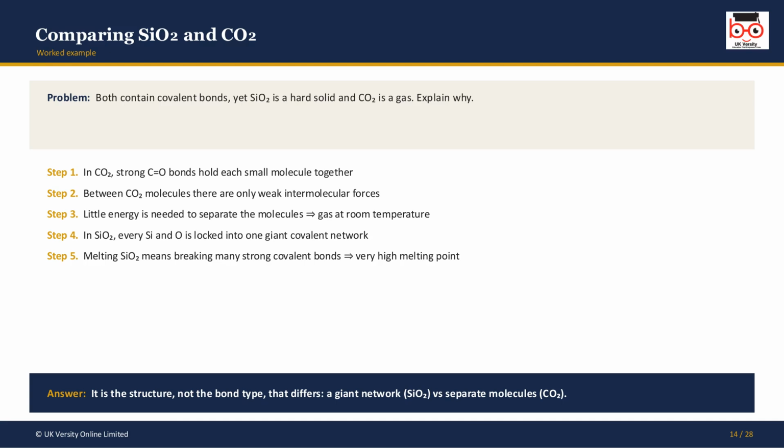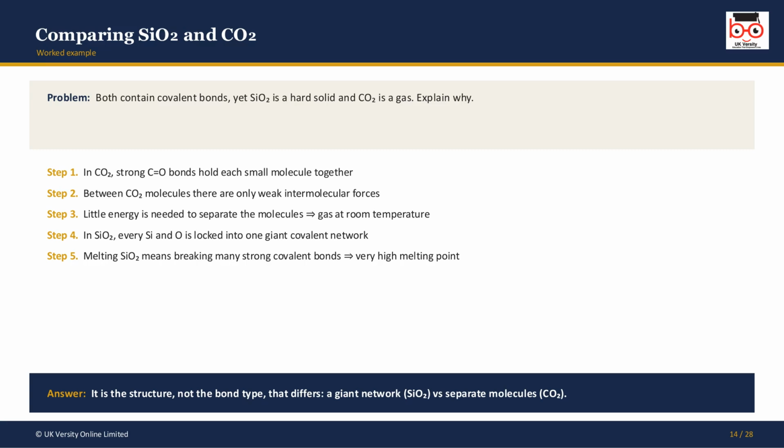Both contain covalent bonds, yet silicon dioxide is a hard solid and carbon dioxide is a gas. Why? In carbon dioxide, strong carbon-oxygen double bonds hold each small molecule together. But between the molecules, there are only weak intermolecular forces. Very little energy is needed to separate them, so it's a gas at room temperature.